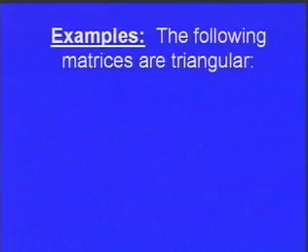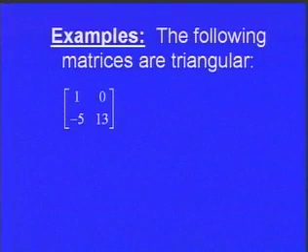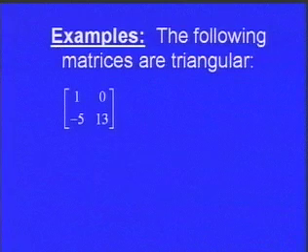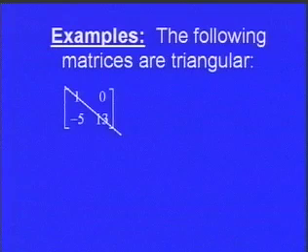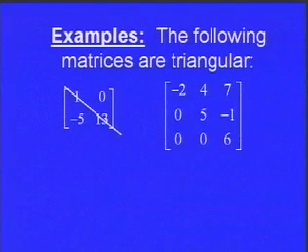All right, here are some examples. The following matrices are triangular. In the first one, you see I have 1, 0, and then in the second row, -5, 13. Well, if I look at the main diagonal, the 1, 13, above and to the right of it is a 0. So that's called a triangular matrix. In future classes, you'll actually talk about upper triangular and lower triangular. We don't really get into that in this class, but that's coming.